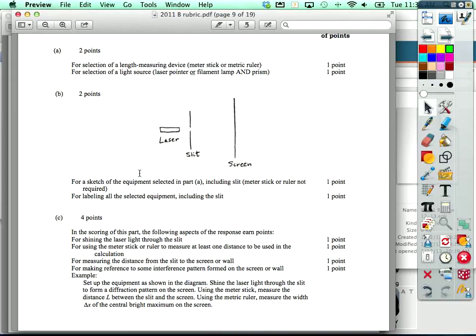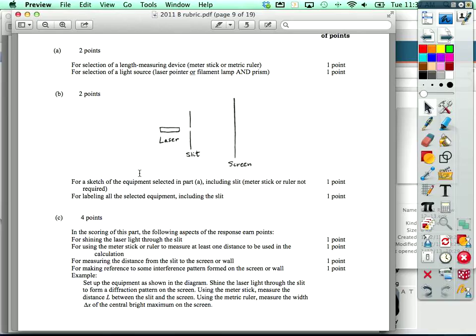Okay, so here we go. If we take a look at the breakdown of points, select the measuring device and select the light source. That's it. So you didn't even have to do the screen. It was a good suggestion, though. Well, if we put the screen on, will you still get the points? That's fine, you're good. But you have to have those 2 things.